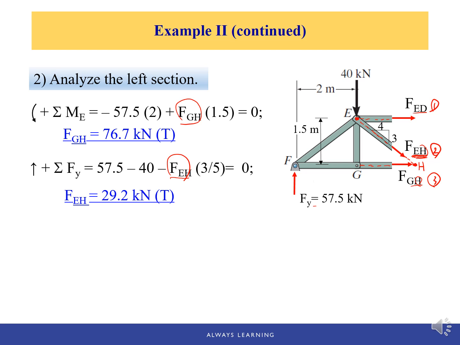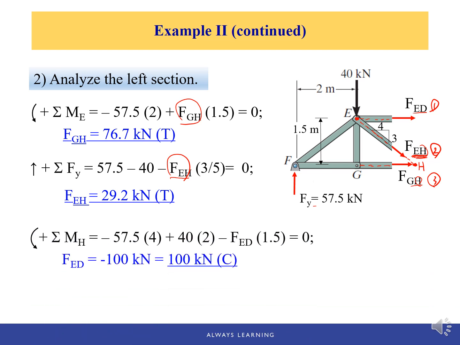And the last equation we're going to write will be the moment about point H. Find the moment arms of the corresponding forces, and there is only one unknown force in this equation as well, because FGH and FEH are concurrent about this point H, so they will not be in the equation. And FED is solved to be a negative force, which means it's opposite of our assumption, therefore it must be a compression. So this problem is solved.